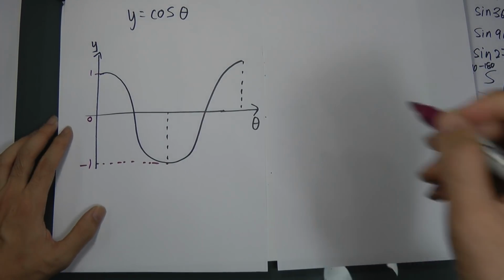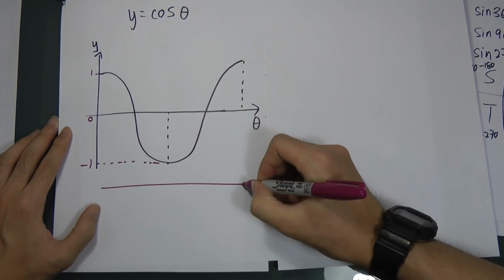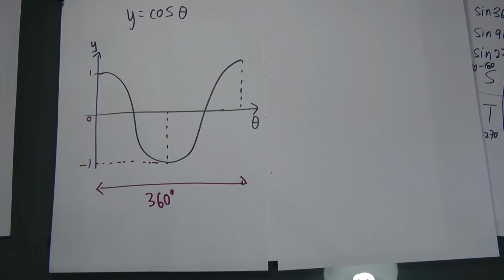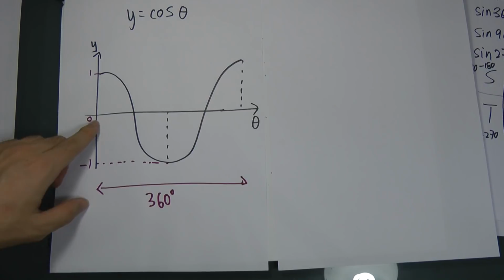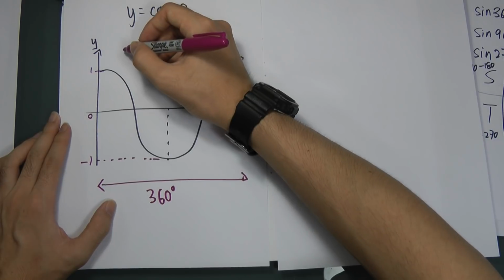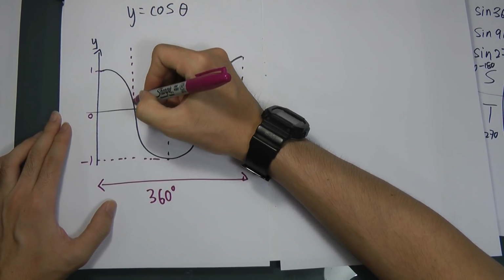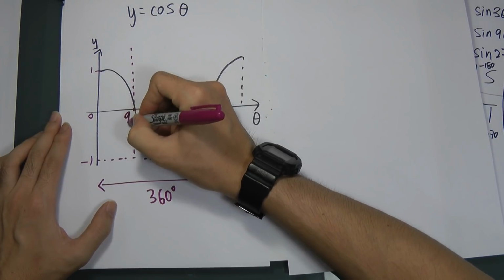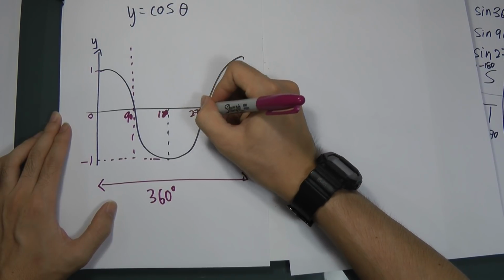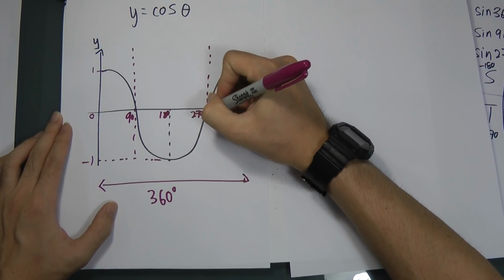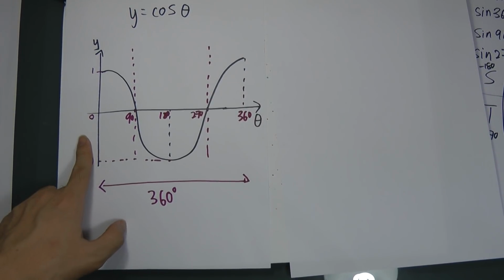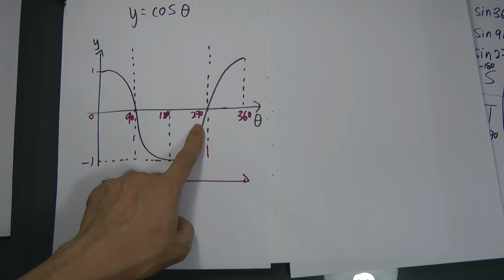And then same thing, one cycle is 360. I want you to divide it into 4 parts. So you see one part over here, second part, third part and fourth part. The first part is 90, second part 180, third part 270 is over here, and the fourth part is 360. These 5 angles are very important: 0, 90, 180, 270, 360.